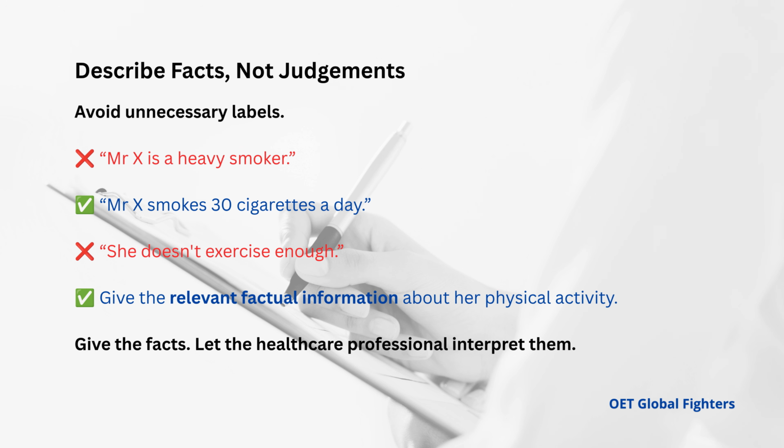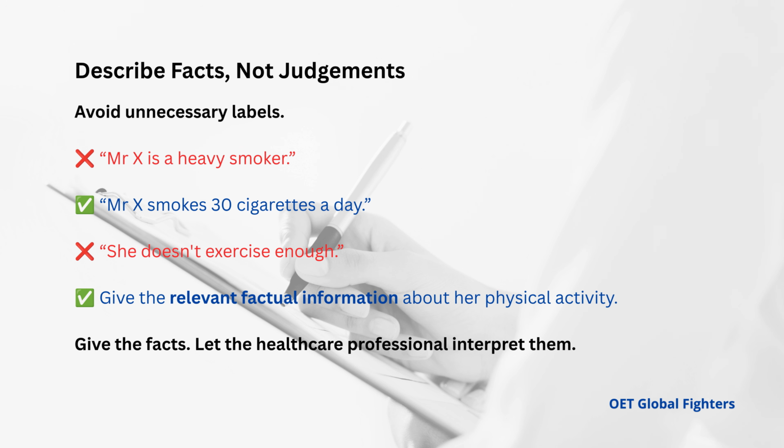The reader can interpret what 30 cigarettes a day means. You don't need to label the patient as a heavy smoker. The same idea applies to alcohol. Instead of calling someone an alcoholic, you can provide the relevant factual information about their alcohol intake. And instead of saying, she doesn't exercise enough, you can describe what her actual physical activity is. The principle is simple. Give the facts and allow the healthcare professional to interpret them.